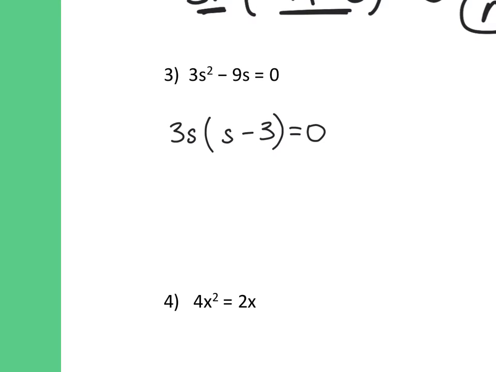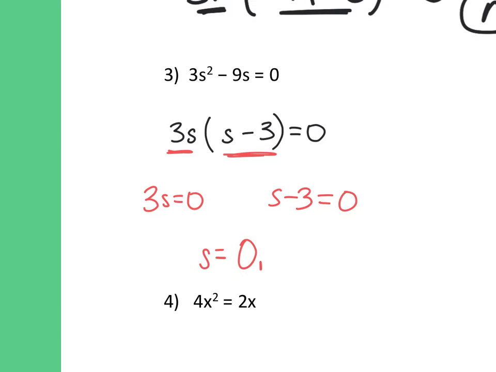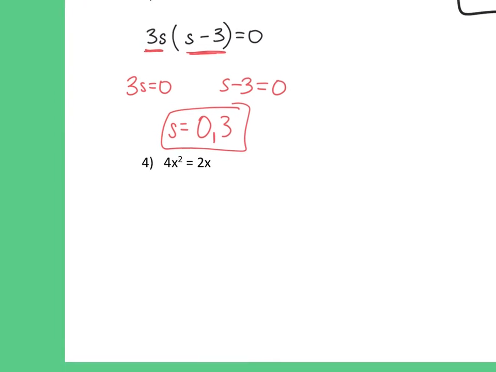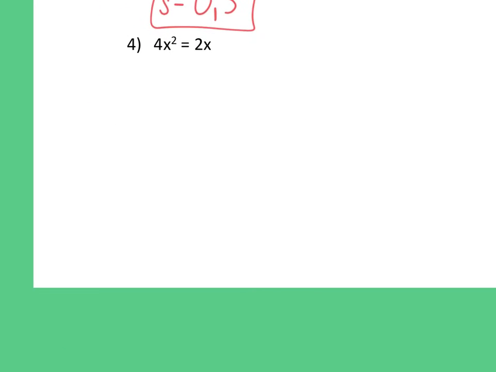All right. 2 different terms here. What's my first term? 3s. I need to set that equal to my second term. And what are my 2 answers here? Perfect. 0 and 3. That was a handwriting problem, Brayden.